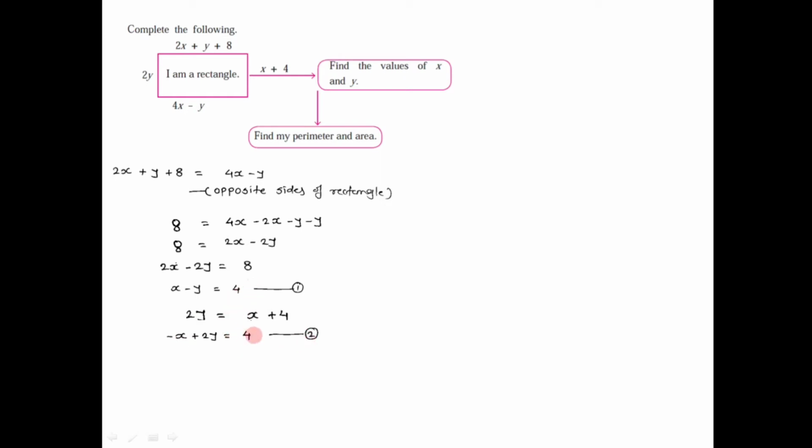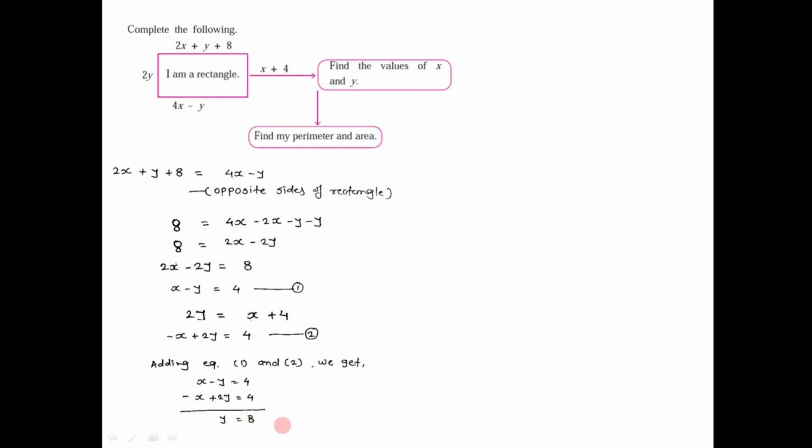If we compare equations 1 and 2, the coefficients of x are equal and the signs are different. That's why we can add these two equations. Adding equations 1 and 2, we get x minus y is equal to 4, plus minus x plus 2y is equal to 4. Now plus x and minus x get cancelled, and minus y plus 2y is y, equal to 4 plus 4, that's 8. So y is equal to 8, this is the value of the first variable.